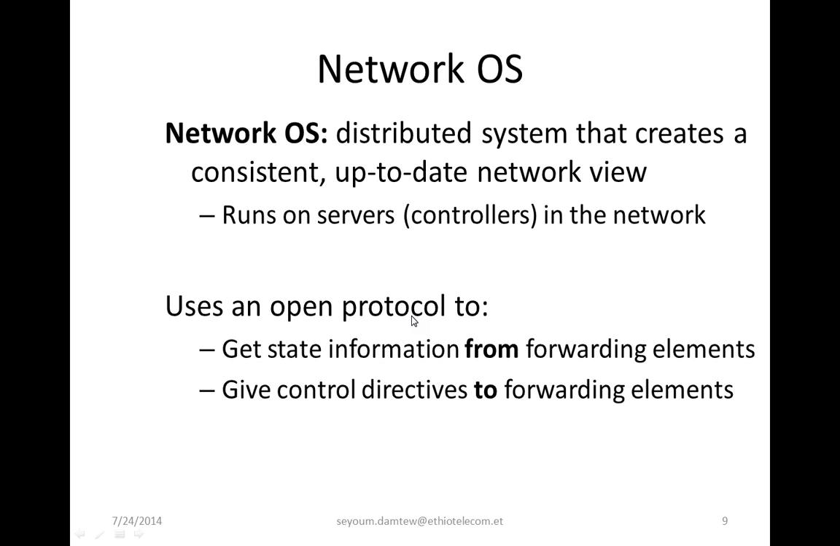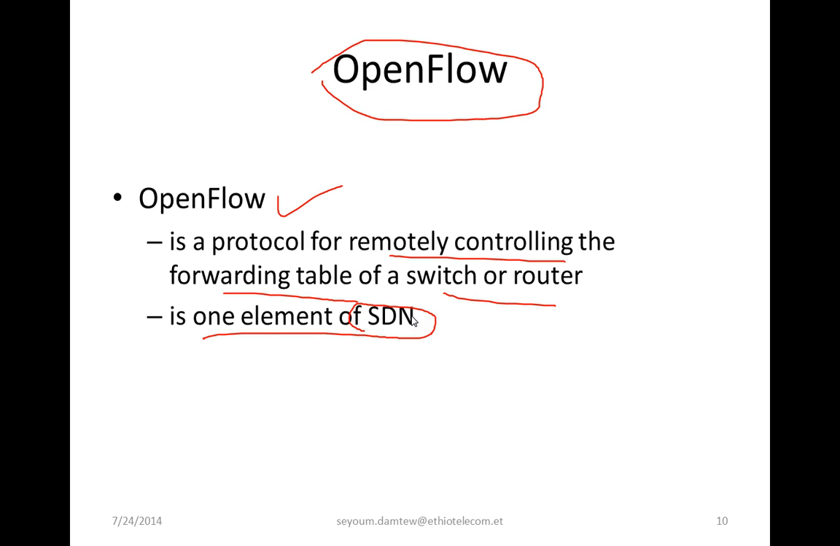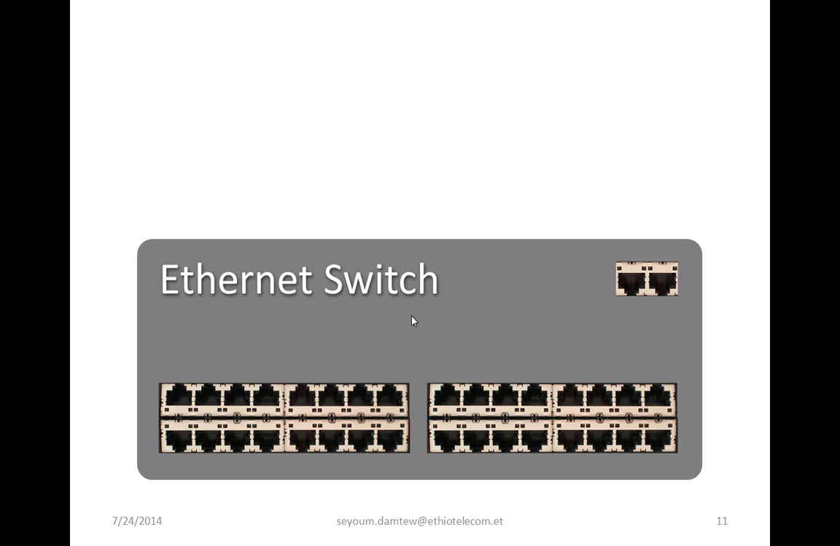And the open protocol, like OpenFlow, is used to get state information from the forwarding element and send control directives to the forwarding element. So OpenFlow is one of the widely used protocols related to SDN, and it is a protocol for remotely controlling the forwarding table of a switch and a router.